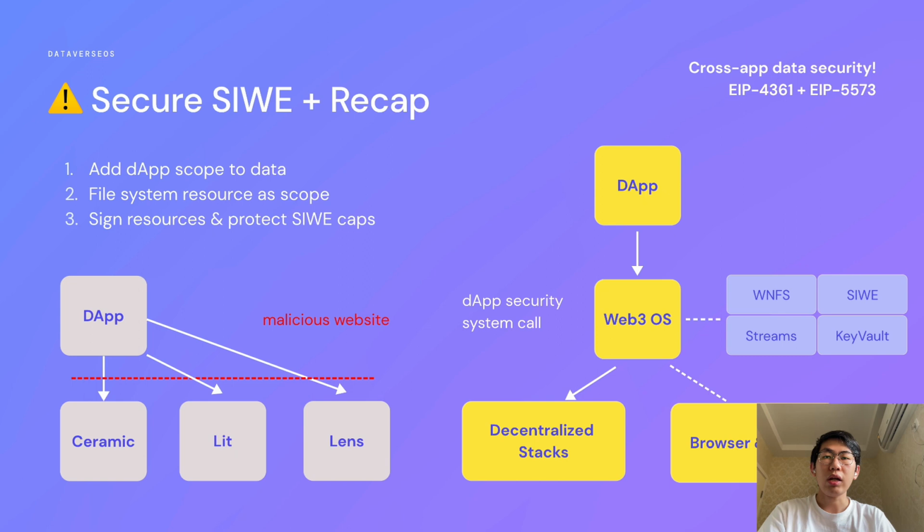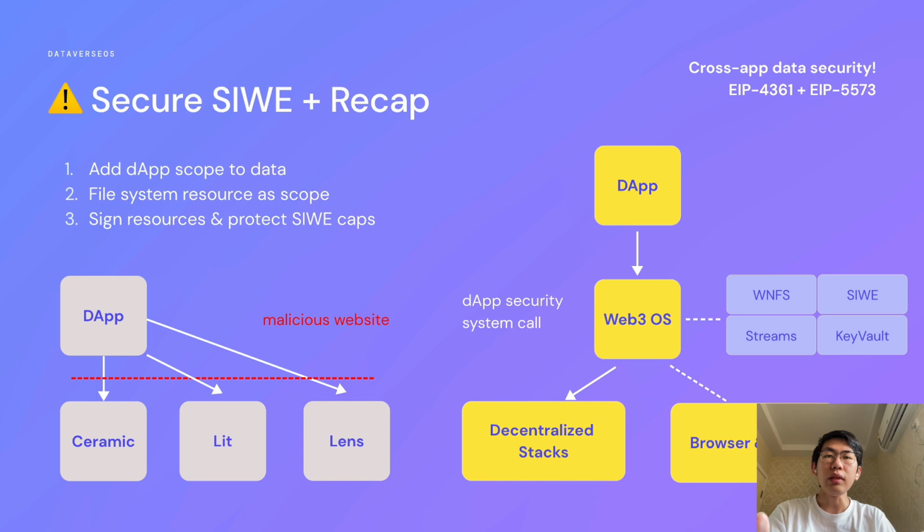So it's up to us developers to take the duty of ensuring that user data can be safely stored and beyond the reach of other applications. Dataverse OS implements a new security layer to ensure that Sign-In with Ethereum signatures are authorized to the correct application. How do we achieve this?